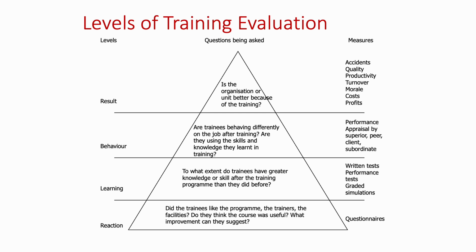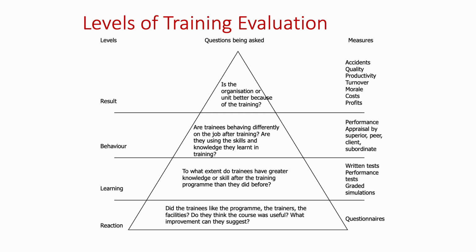Then second level is learning. Now what have you learned? To what extent do trainees have greater knowledge or skill after the training program than they did before? So now we are talking about the learning part. What is the difference? What skills they had before, and now what about the skills after? So how to find out what is the measure? Maybe you can take a written test, maybe you can take a performance test, maybe you can see the grades, maybe graded simulations. So then you will understand what the learning is.